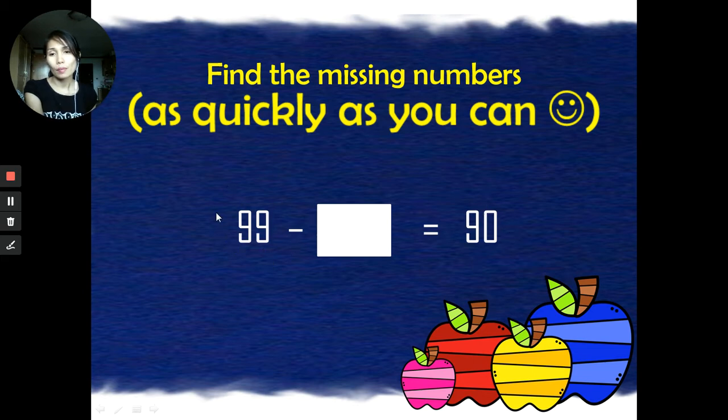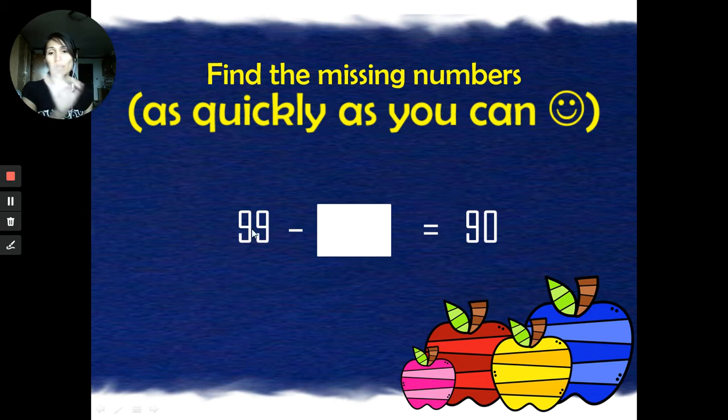99 should be the greatest because this is the minuend. So if you minus 90 from 99, then you will get the subtrahend. So 99 minus 90 equals 9. So if your answer here is 9, 99 minus 9 equals 90. So think about it. Minuend should always be the greatest. Minuend is the greatest number in subtraction.